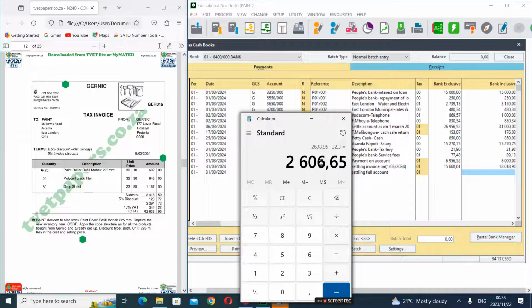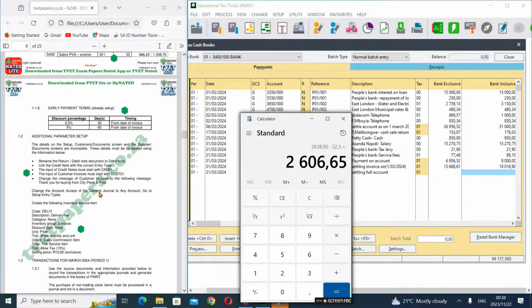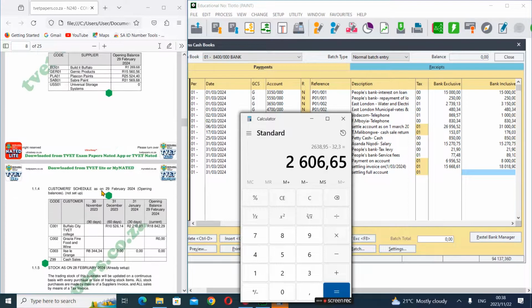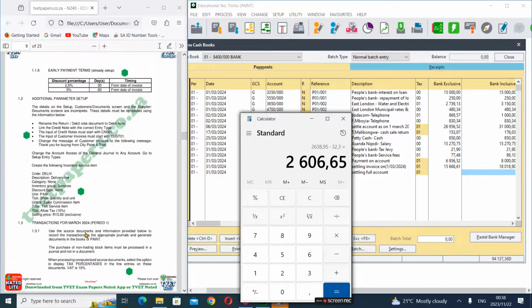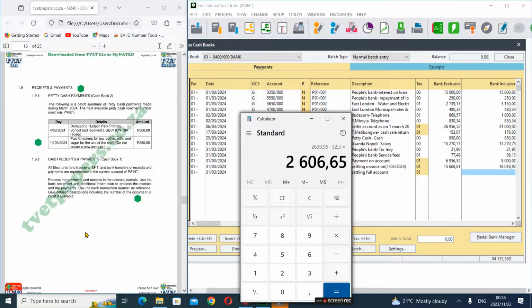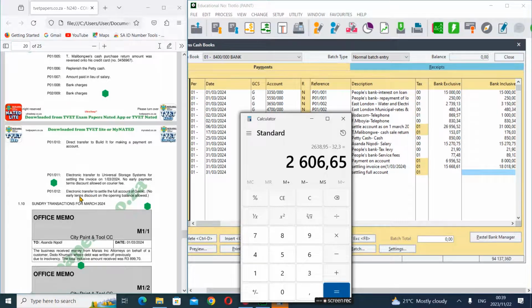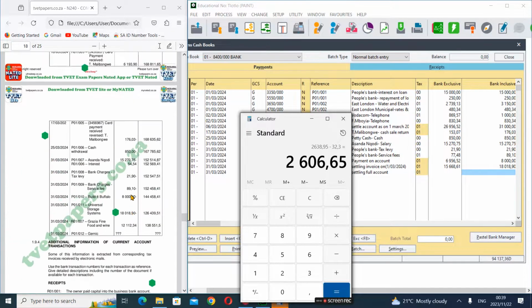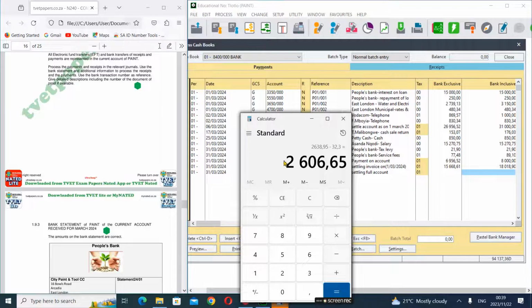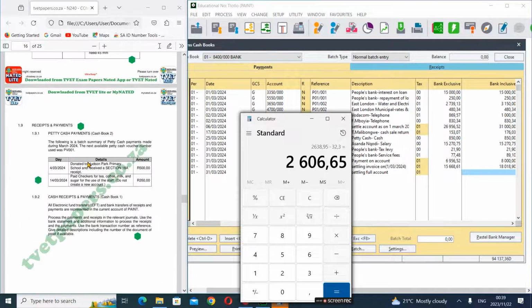So meaning we owe generic this amount of money, and then we need to check if we have an opening balance on generic. We have an opening balance of 15,000. Let me just check something quickly. No early term discount on the opening balance. So the opening balance doesn't have an early term discount. So when we're calculating the early term discount, we don't need to include the opening balance. We need to calculate the discount using this amount, before adding the opening balance.